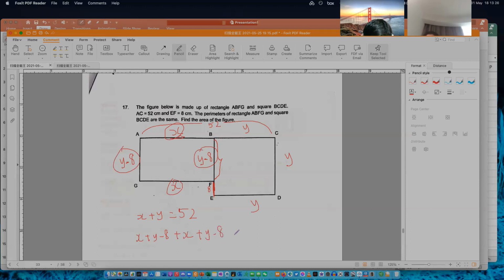This one is equal to the perimeter of the square. So it's Y plus Y plus Y, so it's Y plus Y plus Y plus Y. Okay. Then I think the answer is pretty obvious.